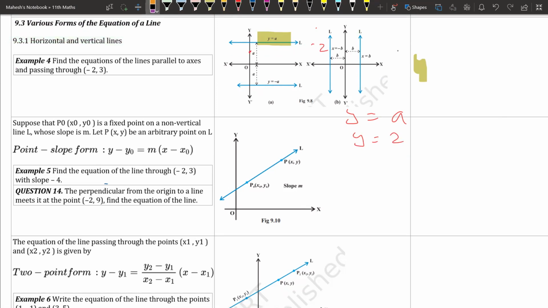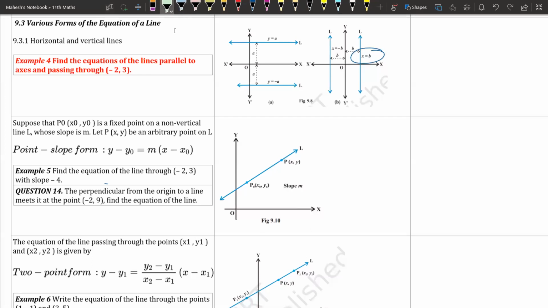Similarly, for a line which is parallel to the y-axis, the general equation of this line is x is equal to b. This is the general equation. So we have one such question based on this.